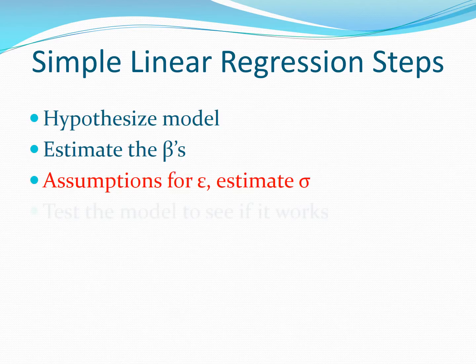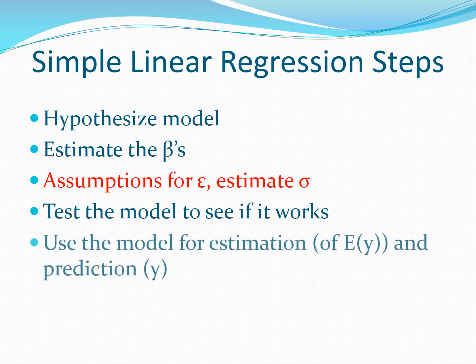In this video, we want to talk about the third step, the assumptions for epsilon, and we want to estimate the standard deviation as part of the assumptions, and we'll get an interpretation there for the standard deviation. So far, we've hypothesized a simple linear model, a straight line model. We used the software to estimate the betas attached to that. We made some interpretations. We looked at the method of least squares.